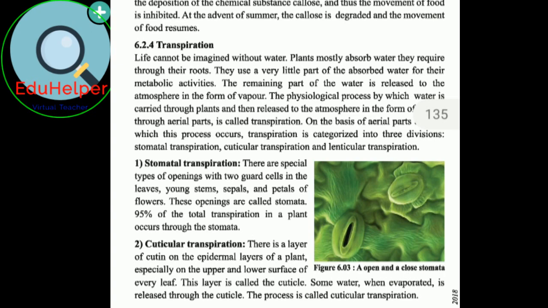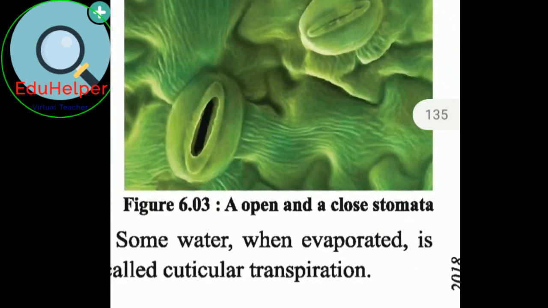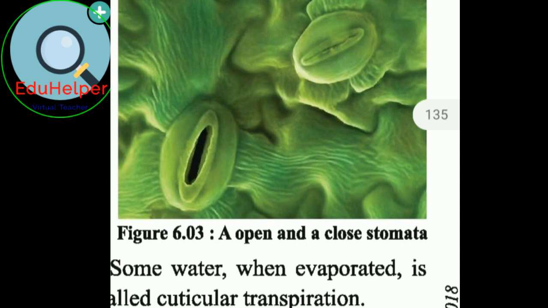Well, my dear students, today I am going to describe transpiration. Transpiration is a very important biological process through which plants can release their extra water and maintain their temperature. So this is a figure. By this, plants can release their water. It is called stomata, or you can say leaf stomata.